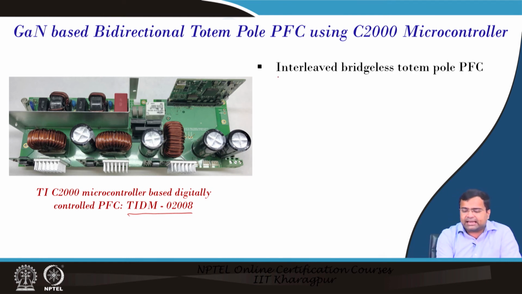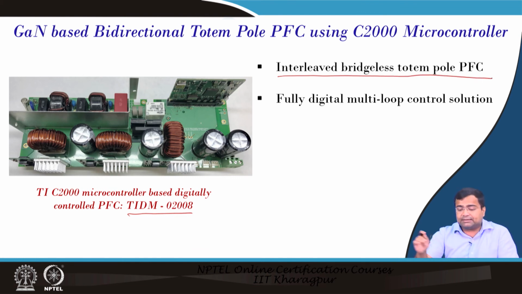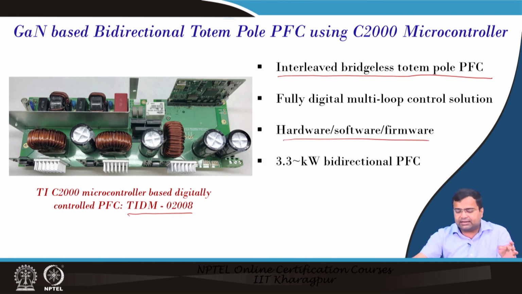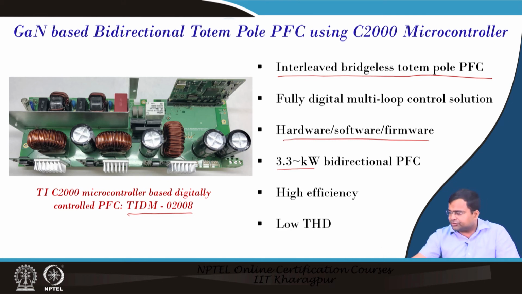Here it is an interleaved bridgeless totem pole PFC, and it is a fully digital multi loop control solution, and again it has hardware software firmware integration. This design is for a 3.3 kilowatt bidirectional PFC. That means this is used particularly for vehicle to grid and grid to vehicle integration, and it also offers high efficiency and low total harmonic distortion.